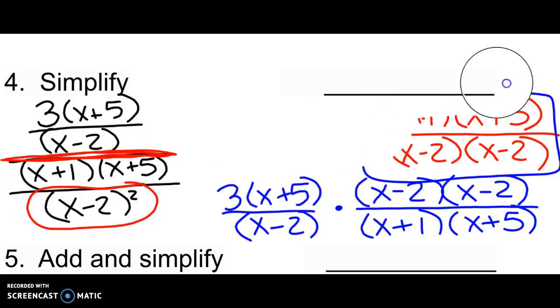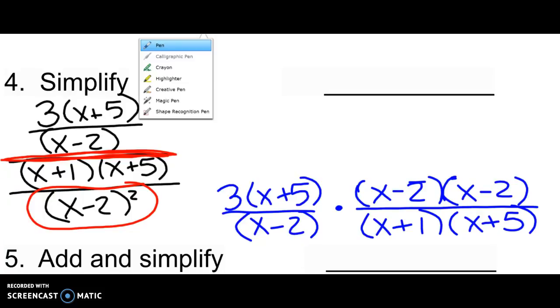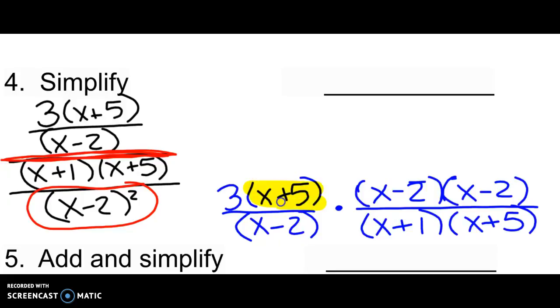Let me erase this because I'm running out of room. Okay, not going to get it all erased, but I got most of it. All right, so we've got x minus 2 times x minus 2 on top here. You can see that. All right, I'm going to highlight everything that's the same on top and bottom, and they have to go in pairs. So I've got an x plus 5 here, and I've got an x plus 5 over here. So those are going to be simplified and cancel out. Then I've got an x minus 2 here, and then I've got one more x minus 2 over here. So those are going to be simplified and cancel out.